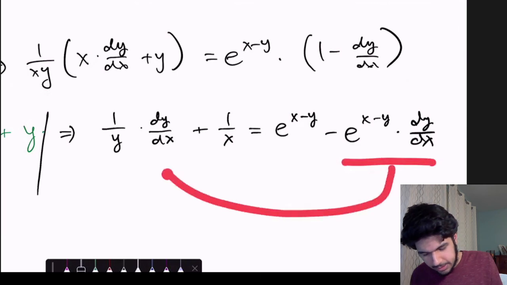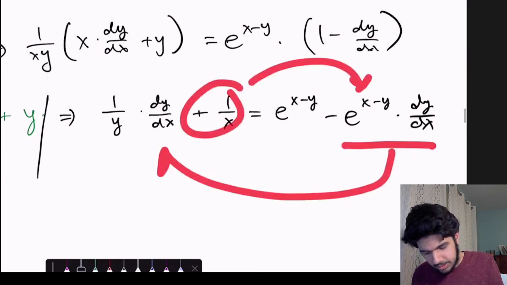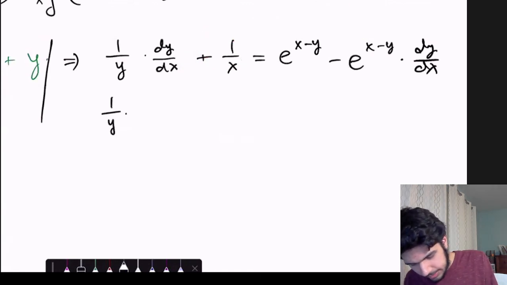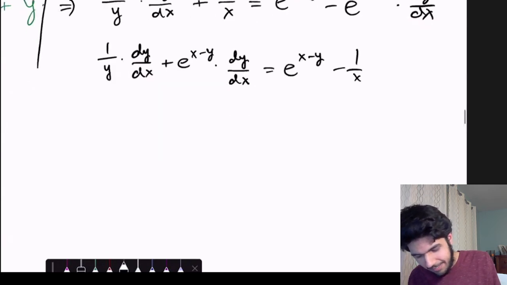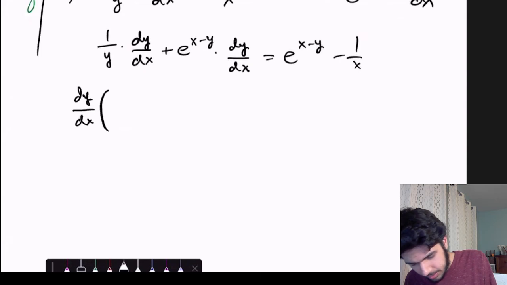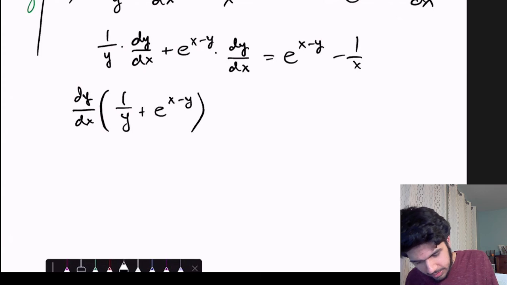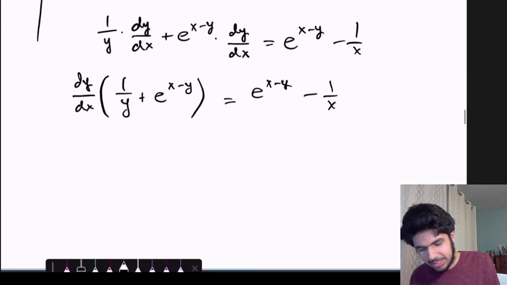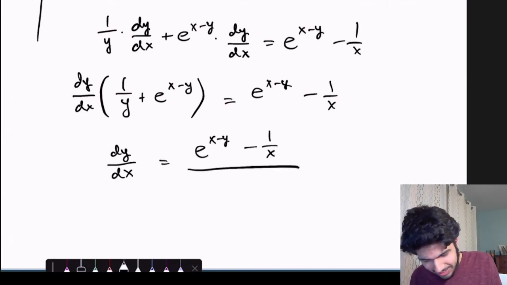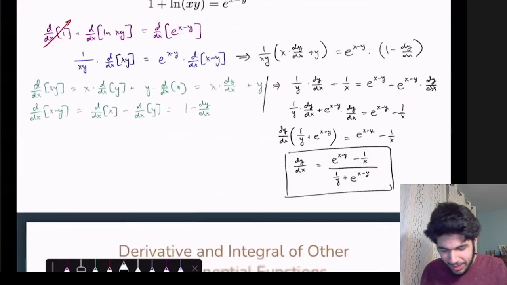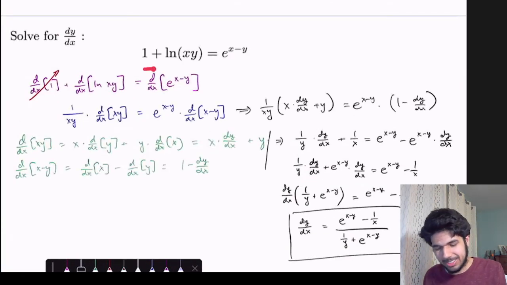Let's bring this term to the left and bring this term to the right. So we get 1 over y times dy dx plus e to the x minus y times dy dx equals e to the x minus y minus 1 over x. Factor out that dy dx. 1 over y plus e to the x minus y, and then we just divide by that term. dy dx equals e to the x minus y minus 1 over x, all of this divided by 1 over y plus e to the x minus y. That is our answer. A mighty, mighty beast of an answer, but we did have quite the strange equation.